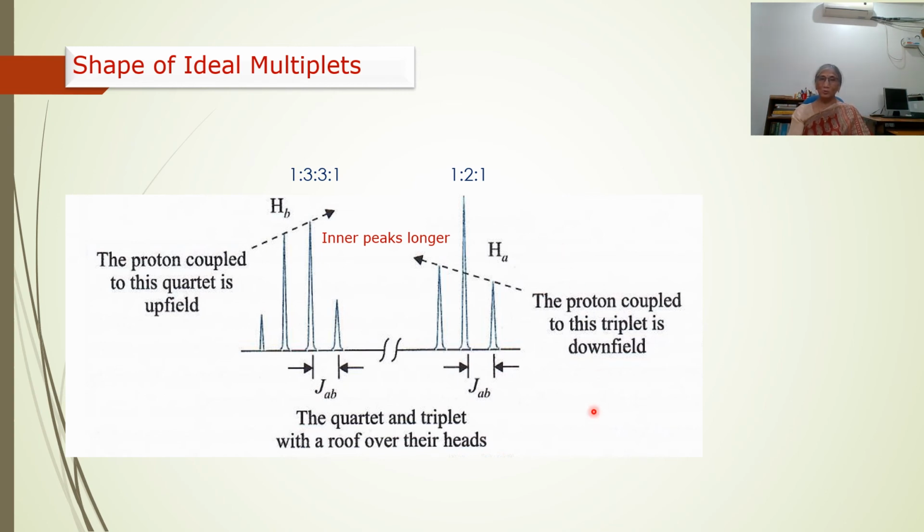And this also shows that the protons to which it is coupling are downfield to these protons. And the proton coupled to this quartet is upfield. So protons B are downfield and protons A are upfield. So by looking at the direction of the arrow, we can predict which protons are coupling and in which direction they are present.